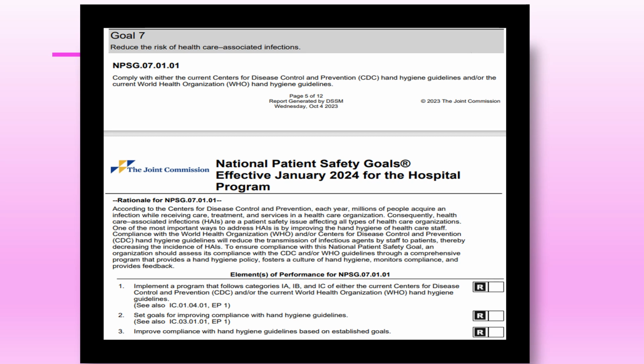To ensure compliance with this national patient safety goal, an organization should assess its compliance with the CDC and/or WHO guidelines through a comprehensive program that provides a hand hygiene policy, fosters a culture of hand hygiene, monitors compliance, and provides feedback.